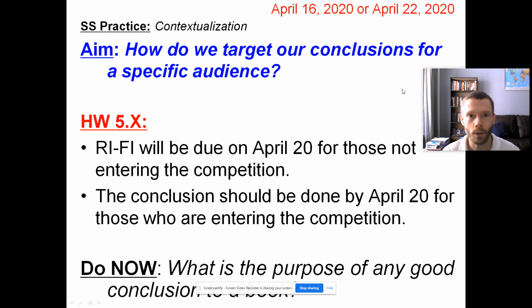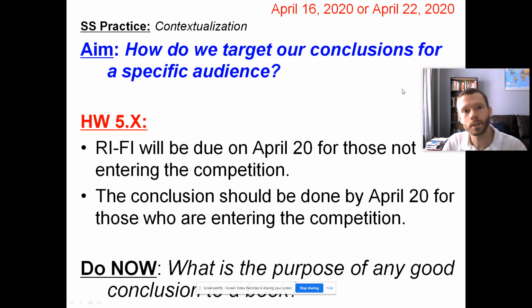Today, this is a lesson for economics. We're going to be working on the Quality of Life Innovations proposal on either April 16th or April 22nd, 2020. Just to briefly address why there are two dates on the PowerPoint, this lesson will be given to the students who are going to be entering the competition on April 16th. And for students who are not entering the competition, they will have this lesson on April 22nd.